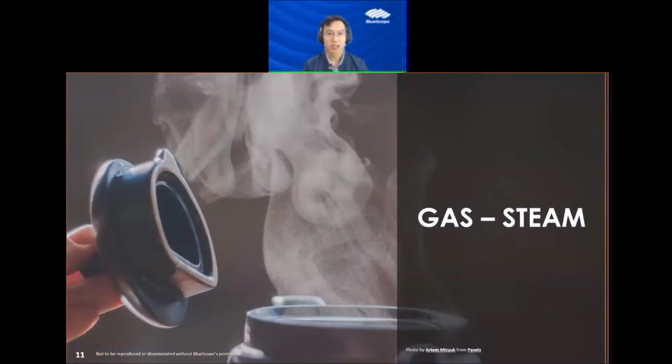The third one is the gas state. This is where your water is heated to the point where it starts moving too fast and escapes from being a liquid, so it becomes what we call steam. This steam, as well as the condensation liquid, is what we will be discussing in today's topic.